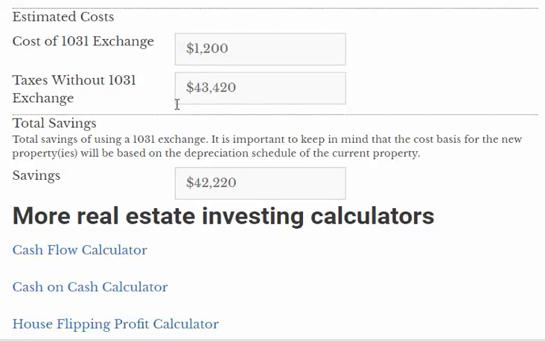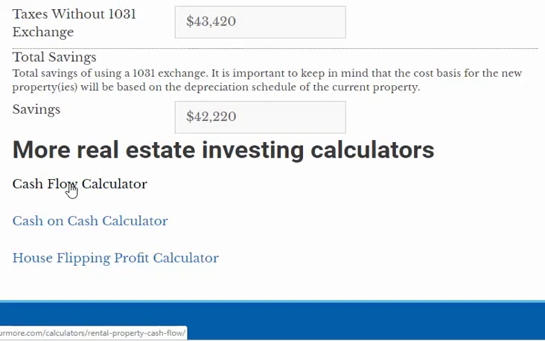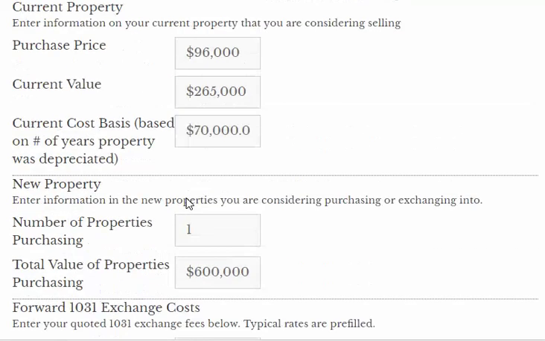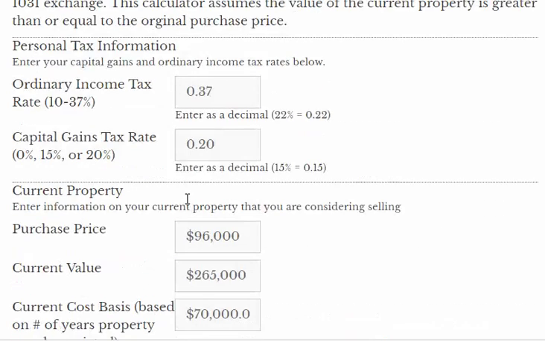All right, so that's the basics. We have more calculators on the site: the cash flow calculator, cash on cash calculator, and house flipping calculator if you want to check those out. But I'm going to talk some more about how these numbers are figured if you're interested in more in-depth information.